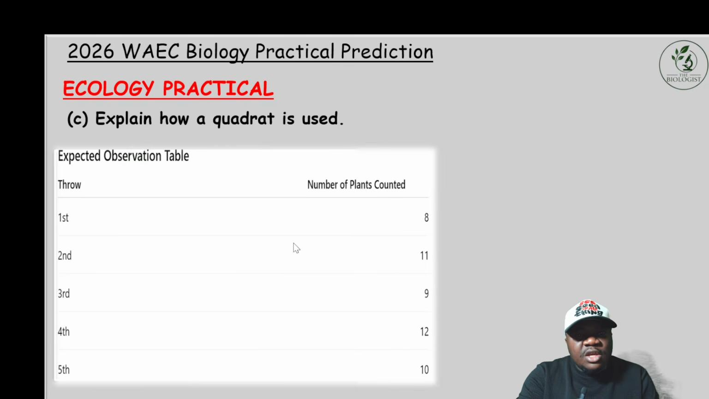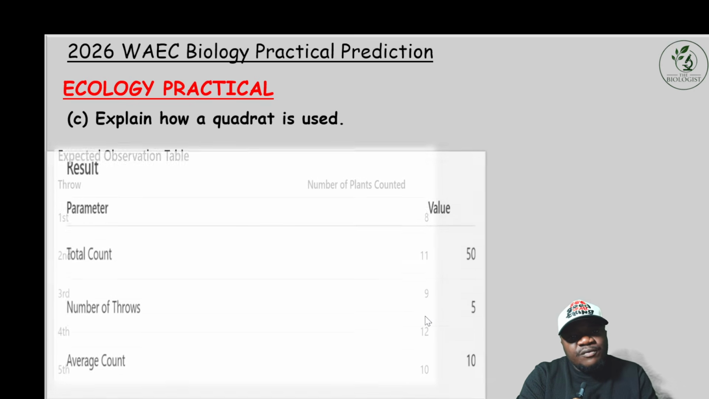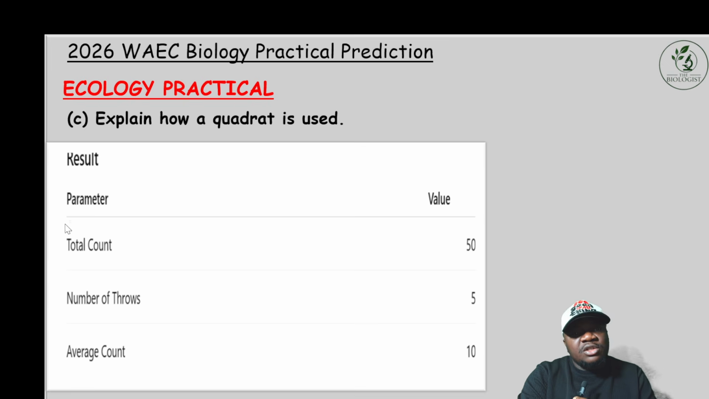With this, if you look at this expected observation table, this is your first row. You threw the first time, second time, third time, fourth time, and fifth time. So the number of plants counted for each throw is 8, 11, 9, 12, and 10. So these are the numbers of plants counted. This is just a summary. If you add everything together, this is the total count, you have 50. The number of throws, how many times did you throw the quadrant? It is 5 times. Then the average count: you divide 50 by 5 and you get 10. So it's a very straightforward calculation and very easy to understand.